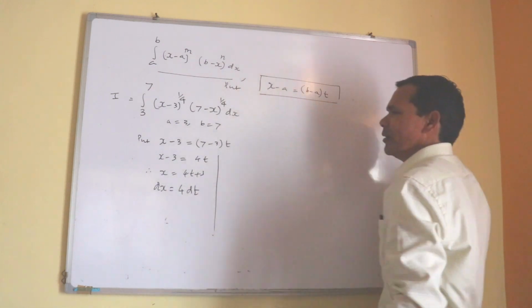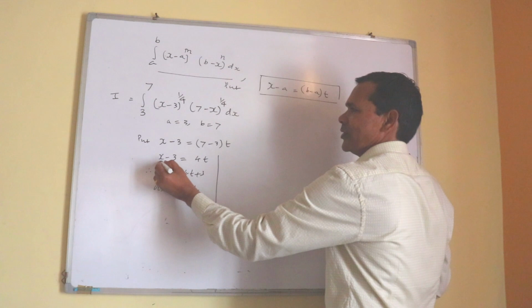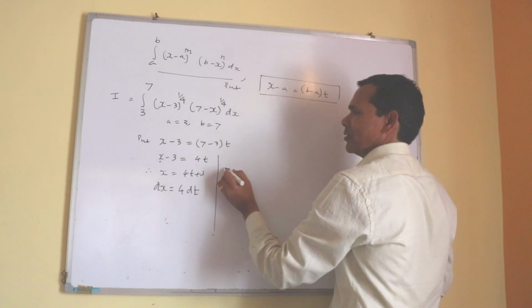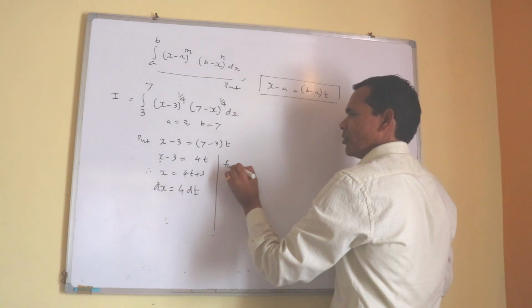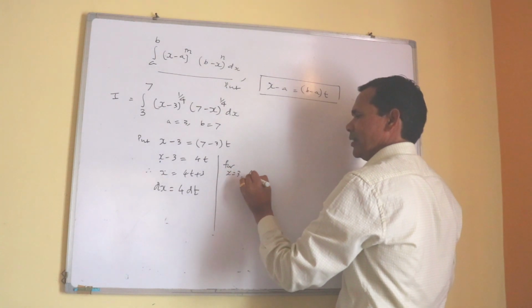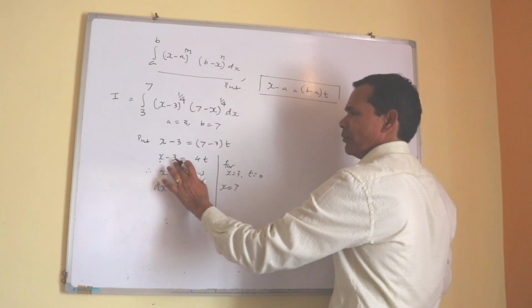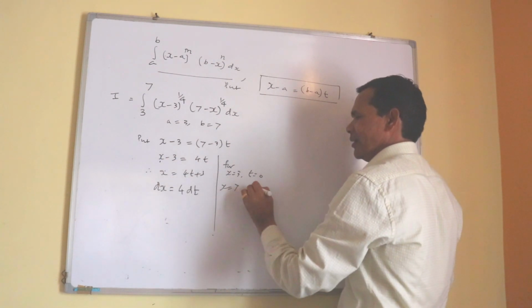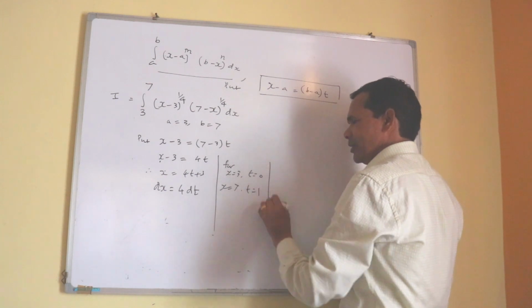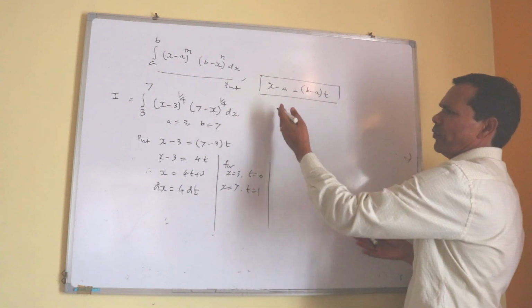Now if you think of limits, then the limits follow automatically here. For x equal to 3, x minus 3 is 0, so t is equal to 0. For x equal to 7, the 4 gets cancelled and t is equal to 1. So these are the limits of the basic integral of the beta function. So I just go for this.